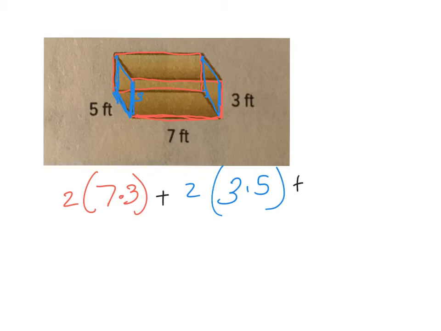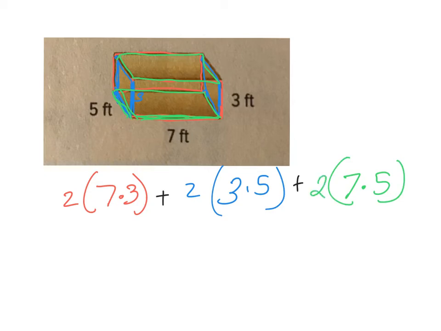Okay. Now, that's only 4 sides. I have the top right over here, and I have the bottom, which I have to get. Okay, top and the bottom. So this, I know, is 7. 7 times this side is 5. 7 times 5, and I want 2 of those. Okay. Now, let's do the computation.